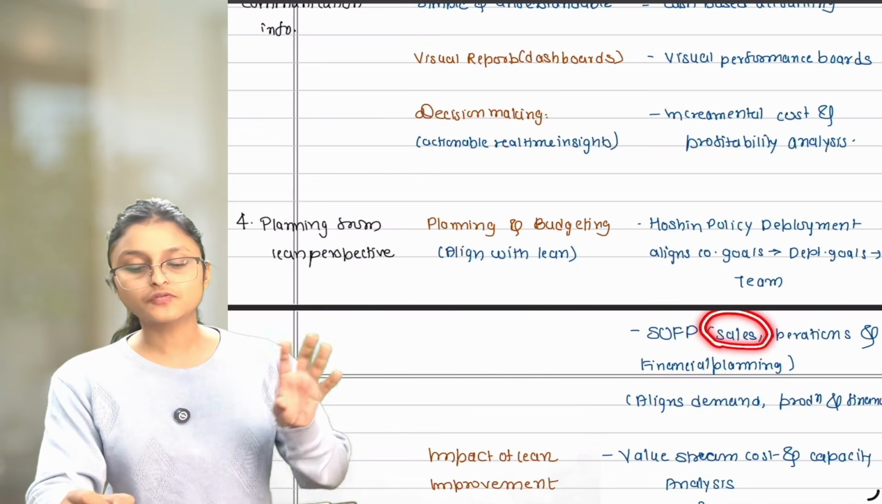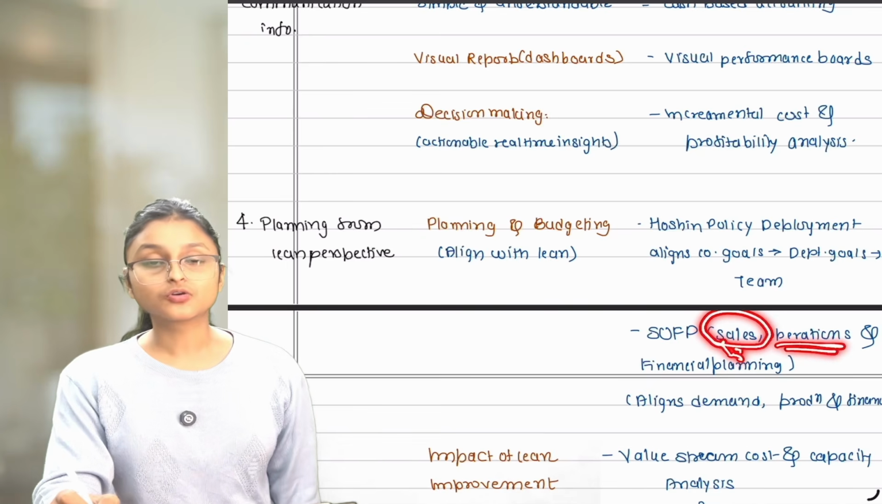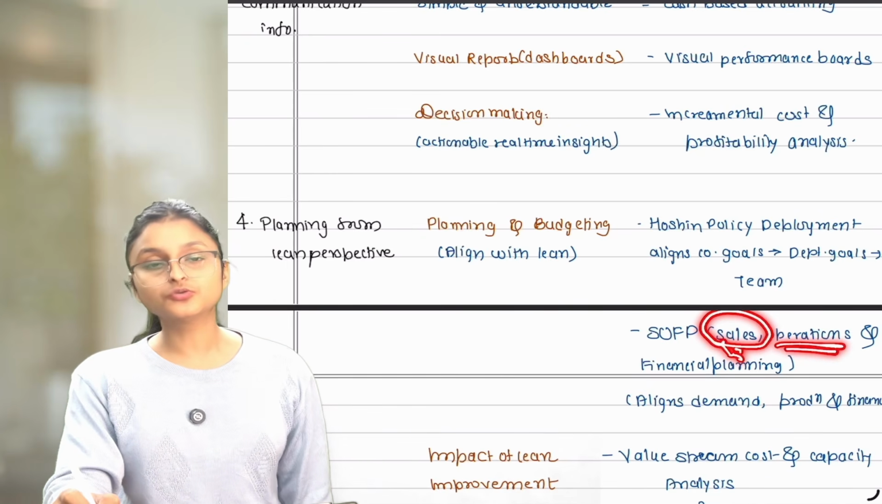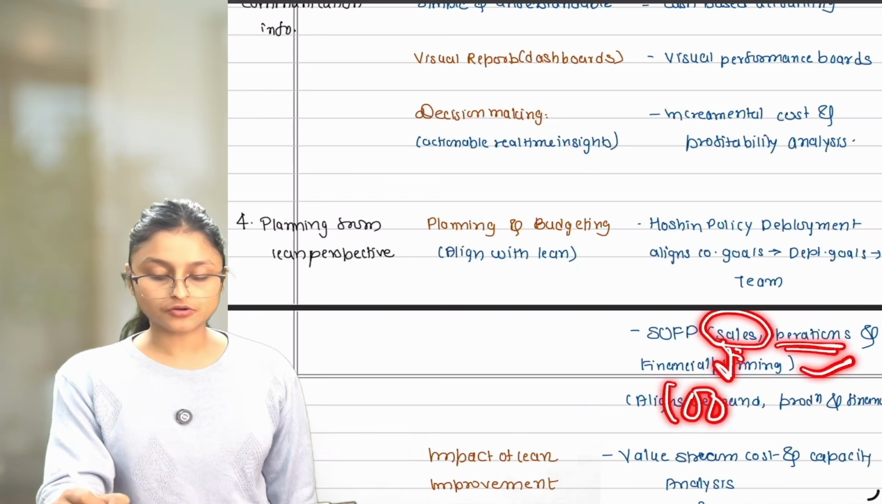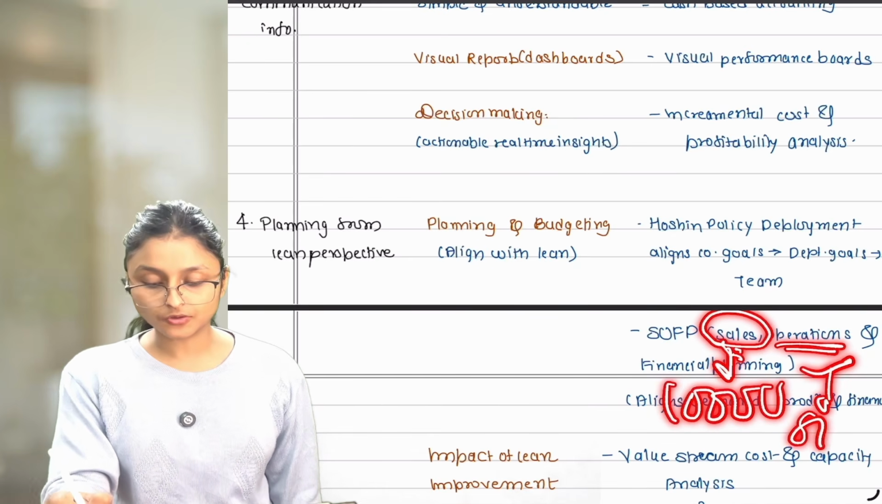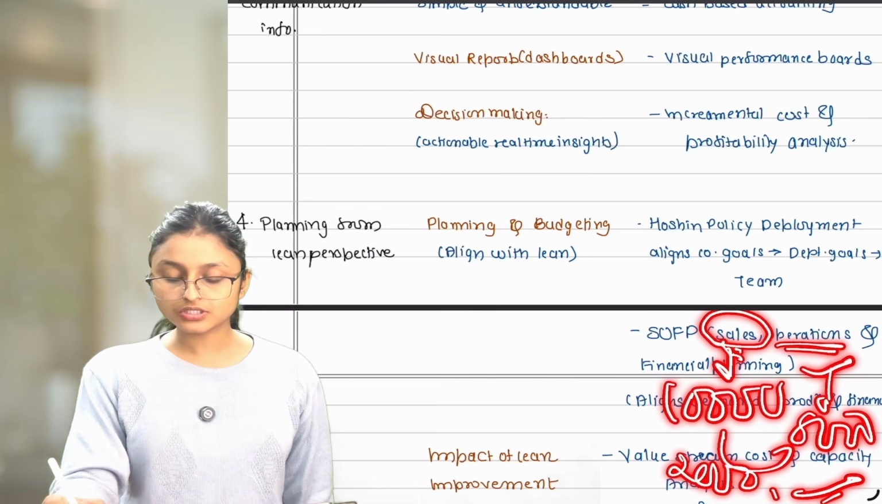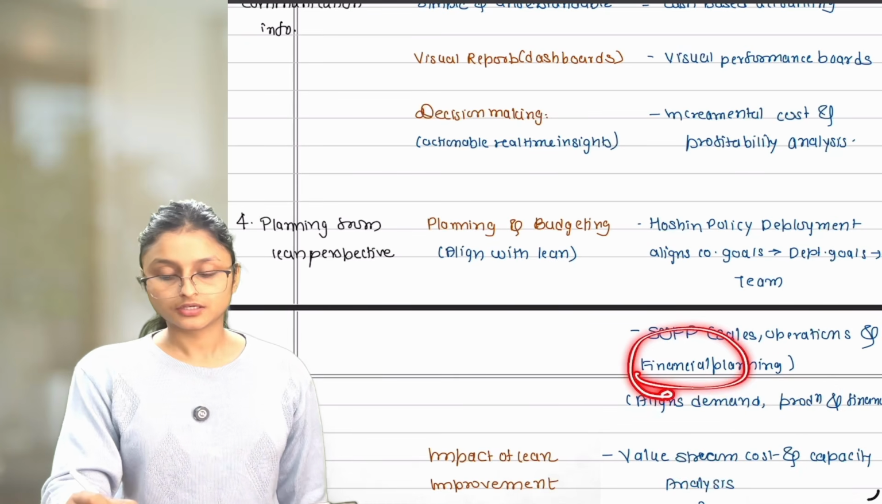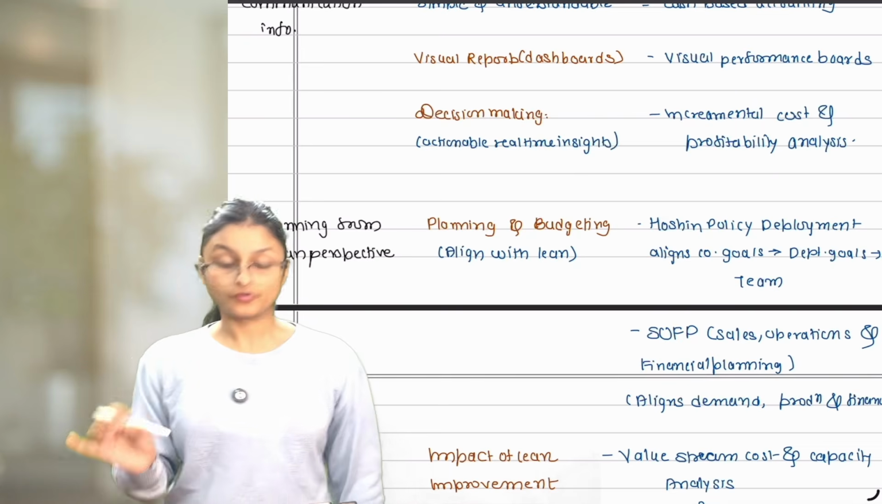How? So first you find out what is the demand of your product. Then find out how much you can produce using your operations. Let's say if demand is 10,000 but you are able to produce only 8,000, then you need to increase the capacity by 2,000, right? To increase this capacity, you need finances. So aligning your demand, production, and finances is SOFP.